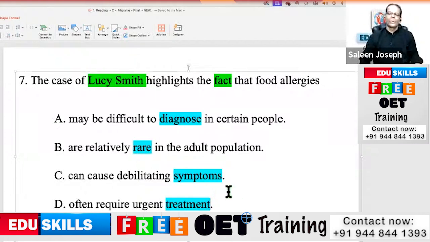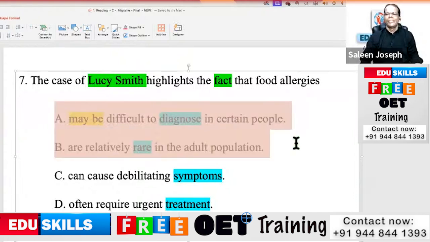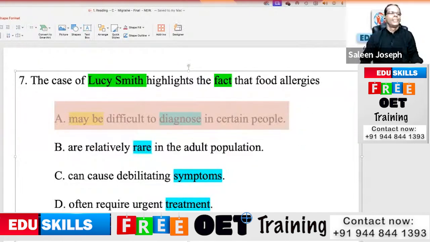And you can also understand from the modal verb: maybe. It may be difficult to diagnose in certain people, but they are asking about a fact, right? Fact and opinion. So when they ask about a fact, can an opinion be the answer? No. Then ultimately what you can do is eliminate. Even before you go to the text, you can eliminate.